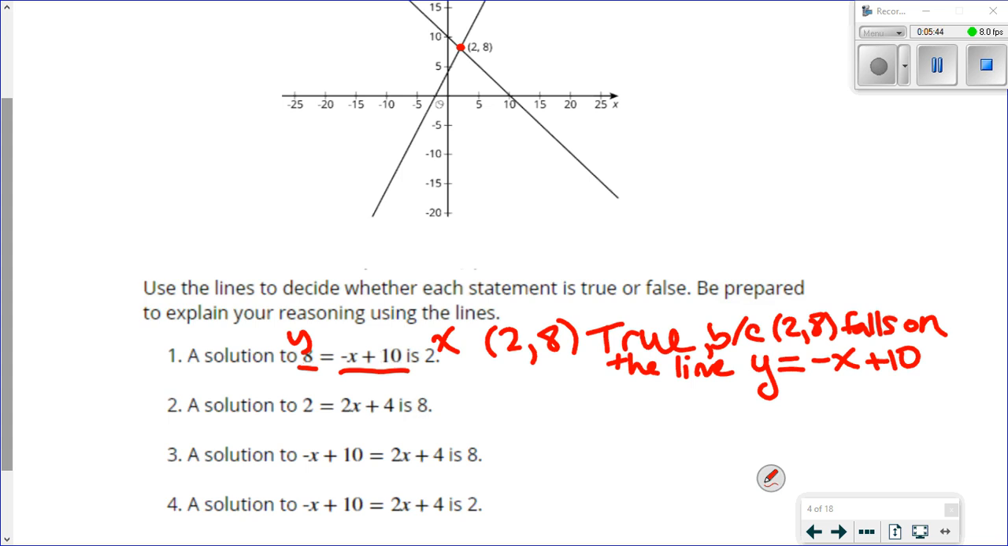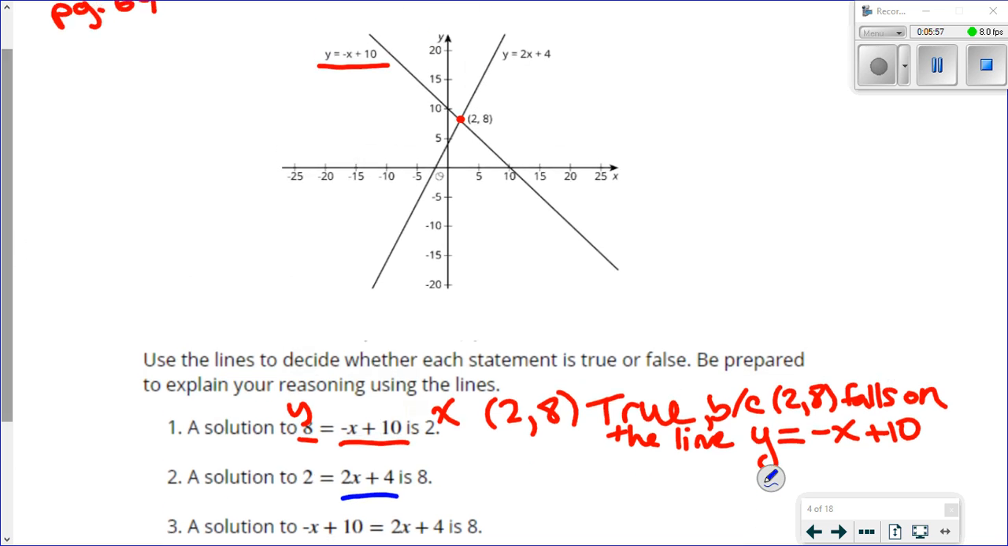Let's take a look at question 2. Question 2 says, is 8 a solution to 2 equals 2x plus 4? I see that they are looking at 2x plus 4, so that draws my attention to the other line being represented as y equals 2x plus 4. If I were to interpret what they're saying down here, they replaced the y with 2, and they're saying now let x be 8. So is this a true statement? Does (8, 2) fall on this line? Well, let's take a look.